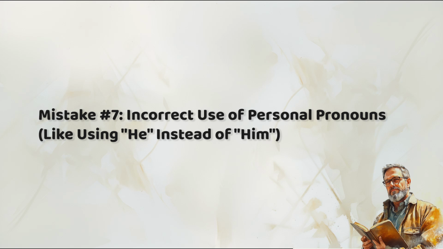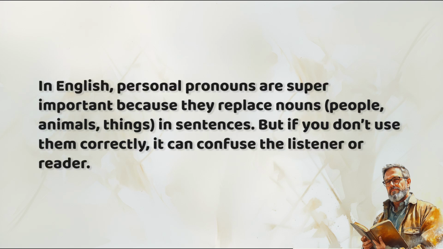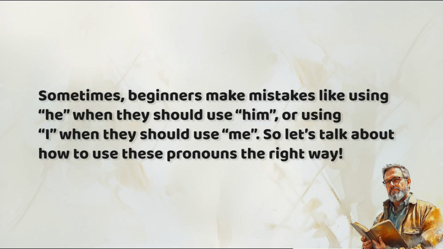Mistake number 7. Incorrect use of personal pronouns, like using he instead of him. In English, personal pronouns are super important because they replace nouns (people, animals, things) in sentences. But if you don't use them correctly, it can confuse the listener or reader. Sometimes beginners make mistakes like using he when they should use him, or using I when they should use me. So let's talk about how to use these pronouns the right way.